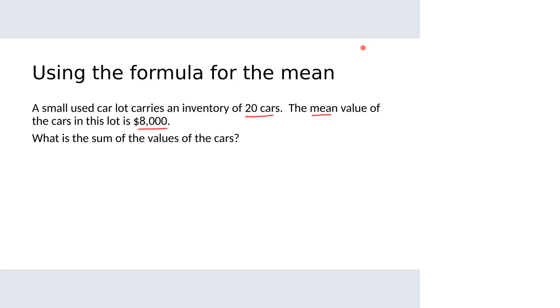Combining that with the fact that I know the mean is the sum of the data points divided by the number of data points. Okay, so let's see what we can do here. I know how to find the mean. And in this particular problem, I'm not trying to calculate the mean. I was given that the mean was $8,000. Okay, so the mean's $8,000. And then that's equal to the sum of the data points. Well, that's what I'm trying to find. So I don't have that divided by the number of data points. Oh, well, the problem told me there's 20 cars. So there are 20.